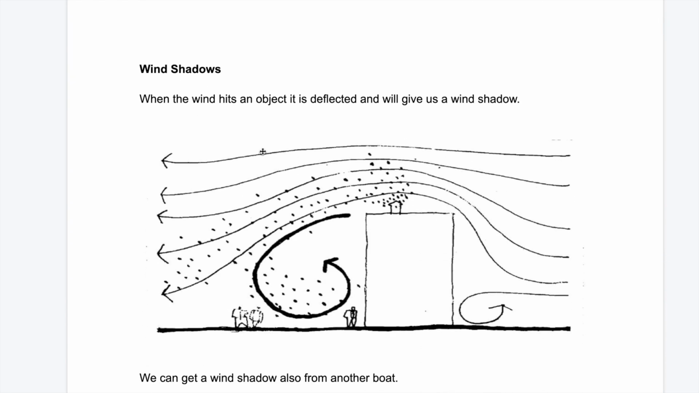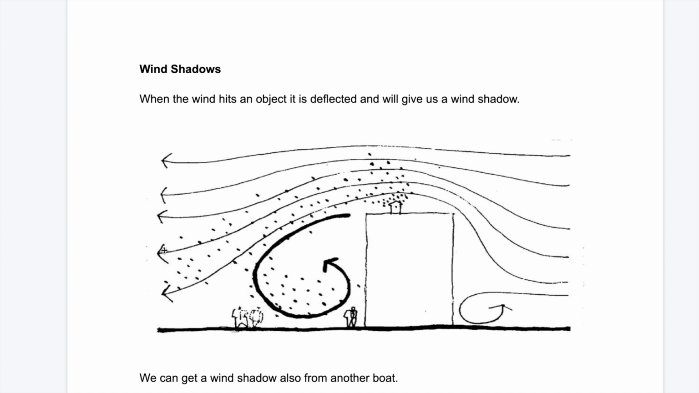The next topic I'll talk about is wind shadows. When the wind hits an object, it's deflected and it will give us a shadow. This is quite a simplistic diagram of the wind coming along, hitting a building, going over the top. At the top of the building the wind will accelerate because it's pushed up. There'll be some curly whirlies of wind at the top side of the building. As we go further on there'll be curly whirlies at the back, and the wind will carry on around the back of the building.